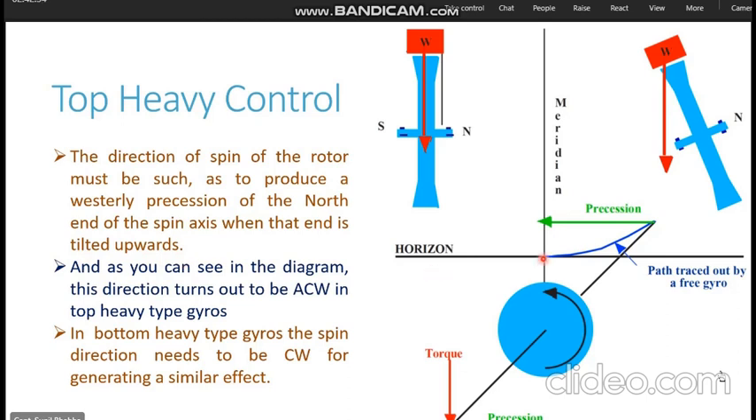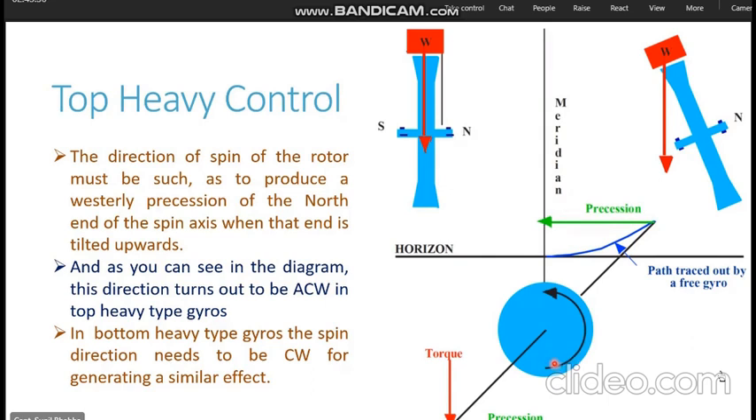Because we know the motion of the gyrostar is such that it moves in the easterly direction and it has a positive altitude. That means the spin axis is drifting easterly and is having an upward tilt. So we want to generate a force which creates a westerly precession when tilted upwards. When the spin axis is tilted upwards, it should generate a westerly precession, bringing the spin axis back to the meridian. So this is exactly the reason.